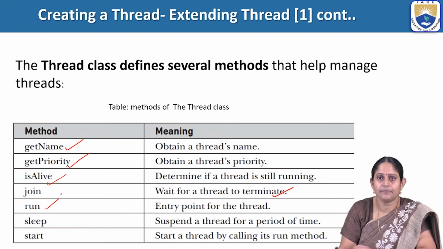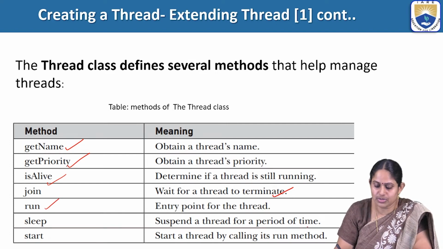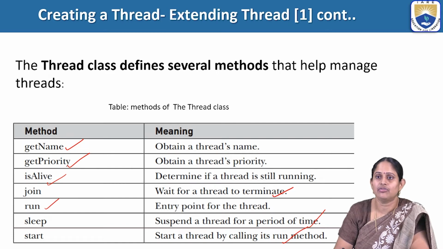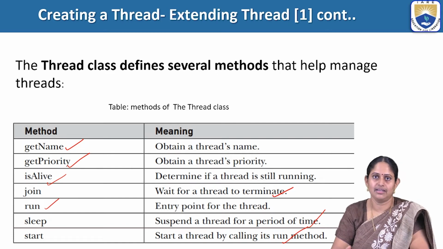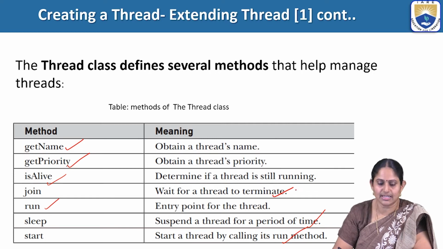The run method is the entry point of any thread. If you want to suspend a thread for some period of time, then we call the sleep method. And when we want to start a thread, then you call the start method, which will invoke its run method. Okay, so these are some of the methods which are available inside the thread class.